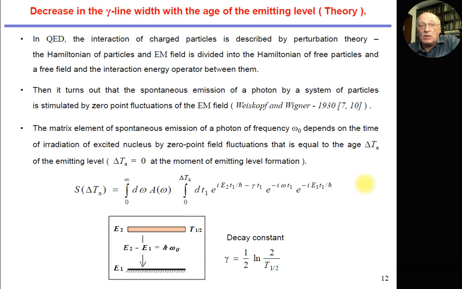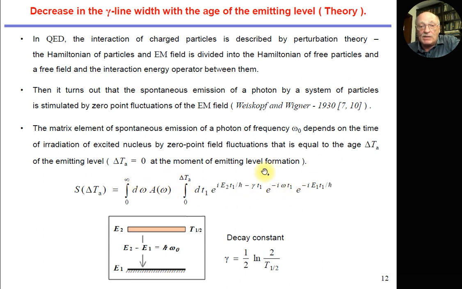The Hamiltonian of particles and electromagnetic field is divided into the Hamiltonian of free particles and free field and the interaction energy operator between them. In absence of photons, free electromagnetic field consists of zero-point fluctuations. Then it turns out that the spontaneous emission of a photon by a system of particles is stimulated by zero-point fluctuations of the electromagnetic field.